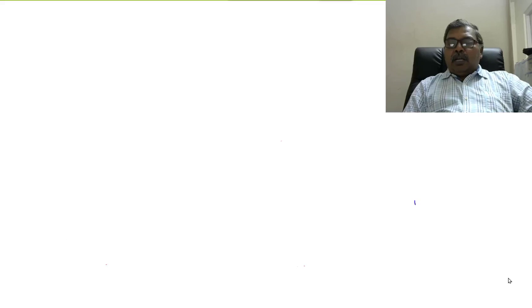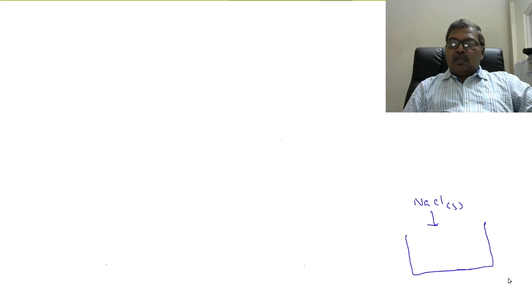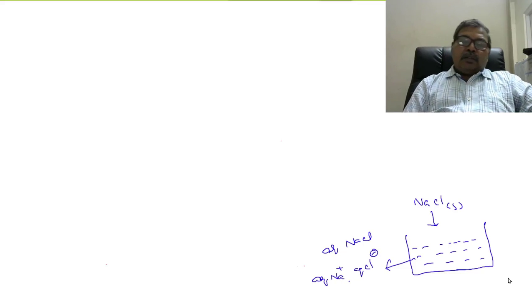Now, if NaCl is dissolved in water, we will get aqueous solution of NaCl. Aqueous solution of NaCl contains aqueous Na plus, aqueous Cl minus. Right? Okay.